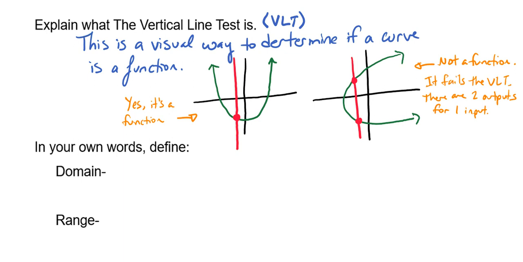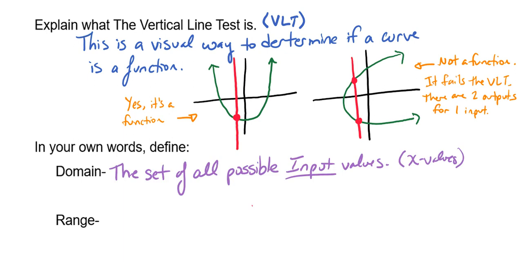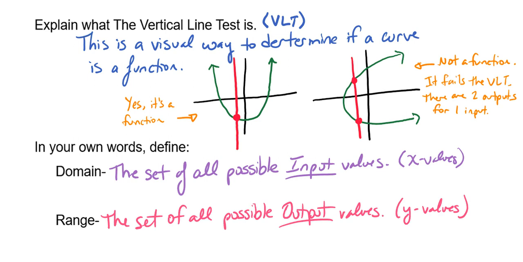Let's talk a little bit more about domain and range. The domain of a function is the set of all possible input values. Generally, those are our x values. And the range is the set of all possible output values, which are generally our y values. Let's go ahead and do some examples.